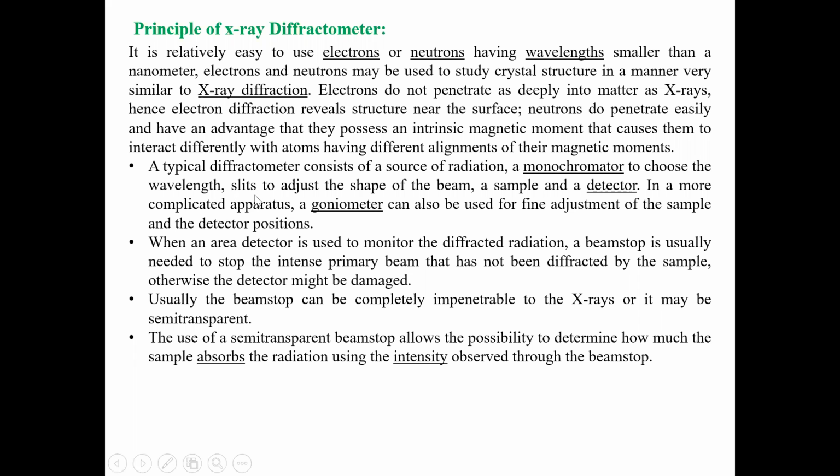There are different types of diffractometers that we use as X-ray diffractometers. An area detector is used to monitor the diffracted radiation.